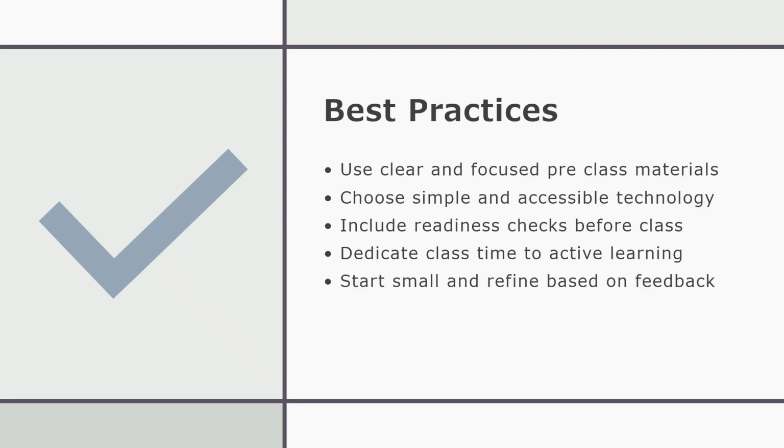Include readiness checks before class. Low-stakes quizzes or brief reflections encourage preparation and help instructors identify areas that need more attention. Use class time for active learning. Discussion, problem solving, and collaborative activities allow students to apply concepts rather than listen to repeated lectures. Finally, pace the implementation. Starting small and gathering student feedback helps instructors manage workload and refine flipped approaches over time.